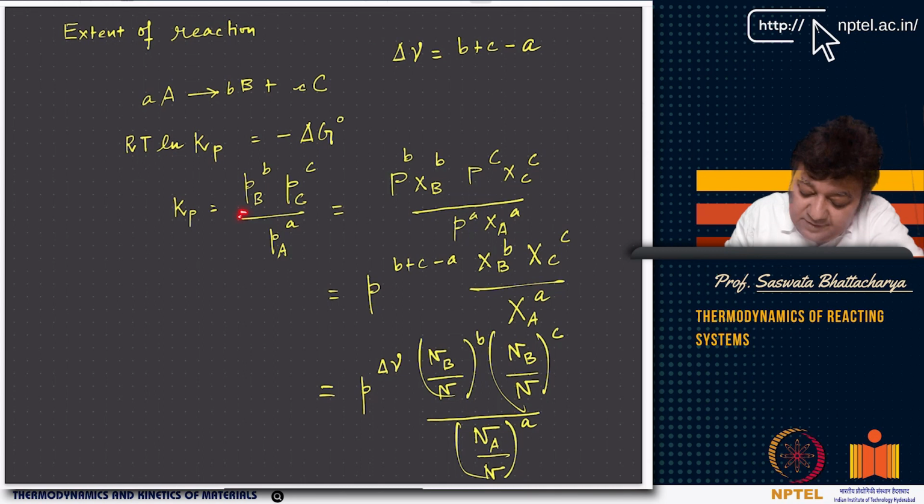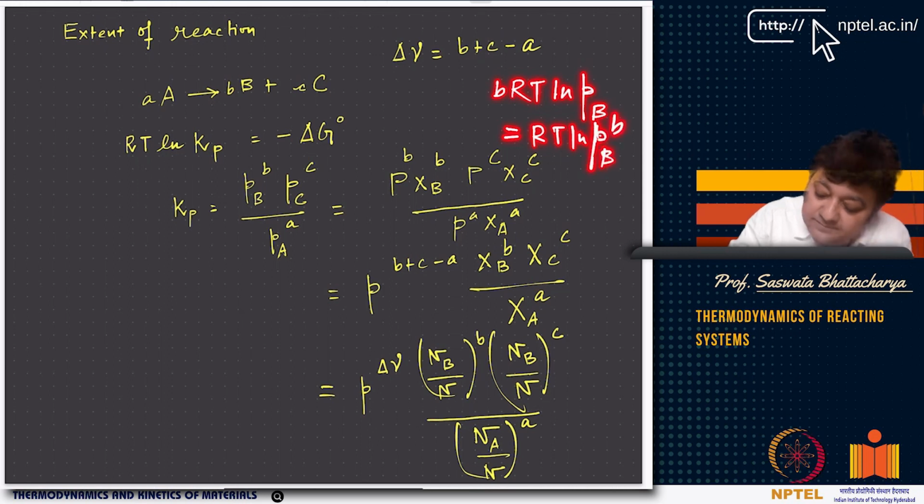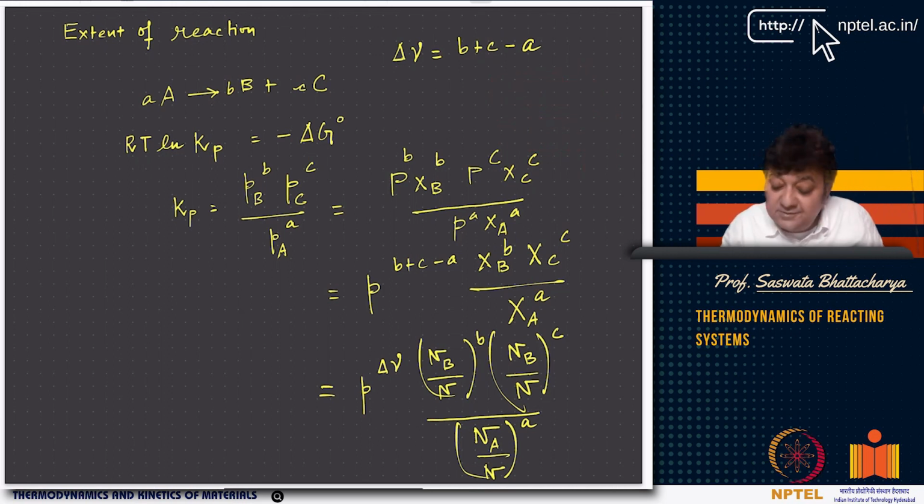So it will be PB, the partial pressure of B to the power b, PC to the power c, over PA to the power a. Why? Because again RT ln P comes in, and you are doing b RT ln PB, which is nothing but RT ln PB to the power b, right? You have PB to the power b, PC to the power c by PA to the power a.